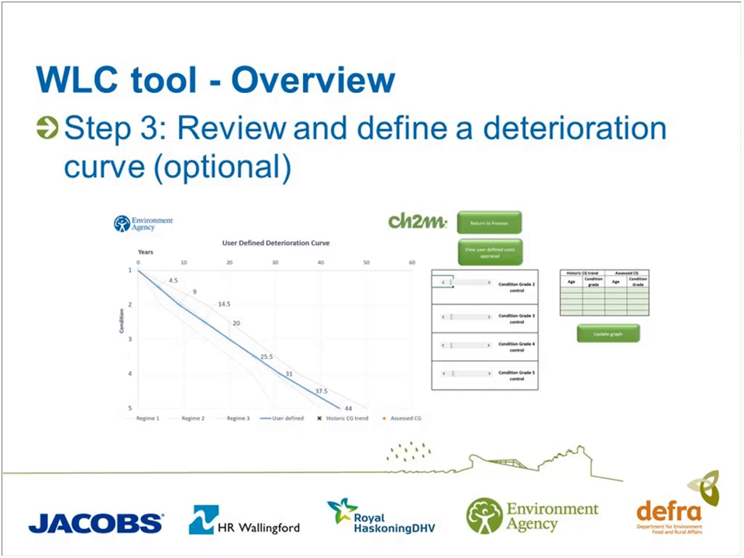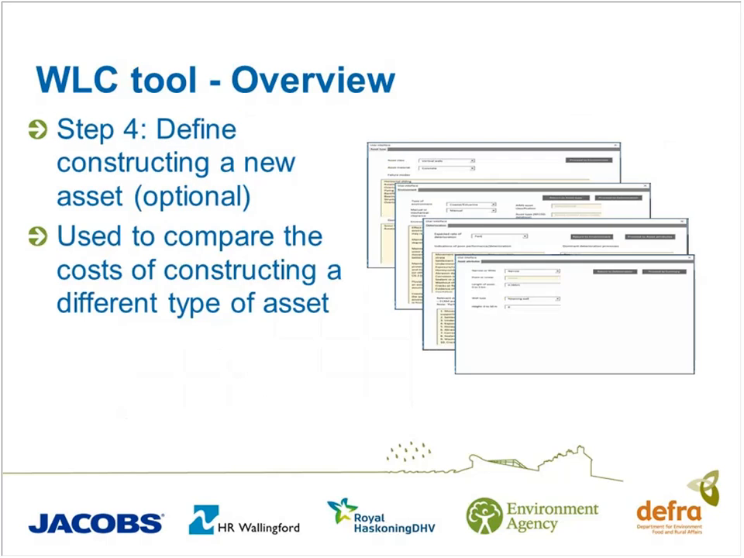If you've got some historic condition information, you can overlay that on the graph to help you define the deterioration rate. And if you've got some assessments of what we think the condition might be at some time in the future, you can also overlay that information, and then you can use the sliders in the tool to drag the deterioration curve around and define something which you think is representative locally of the behaviour of that asset.